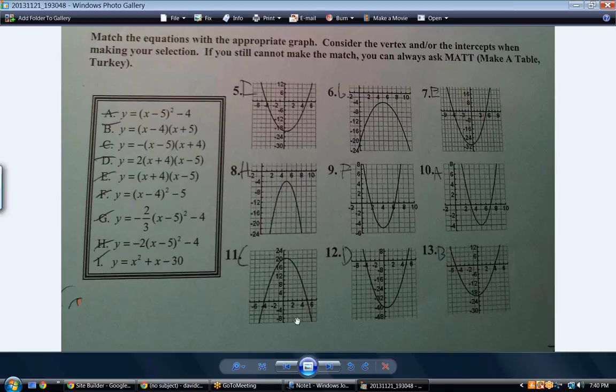No. It has the intercept, not the vertex. So the intercepts are at plus 5, minus 4, and that one is. Okay, D opens up. Its intercepts are minus 4, plus 5. That looks right. And 13 is B.